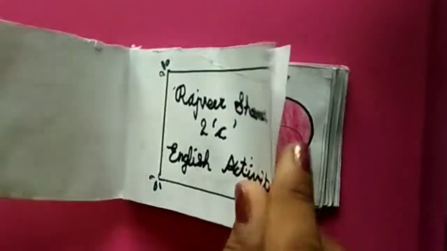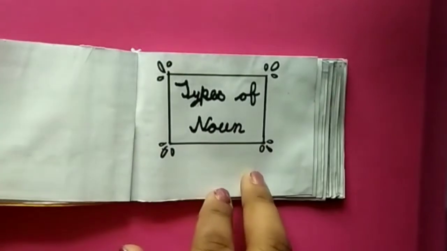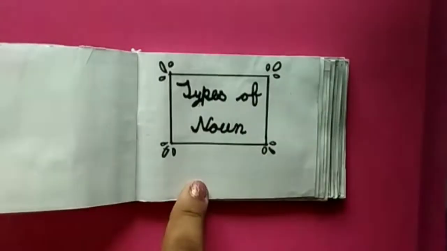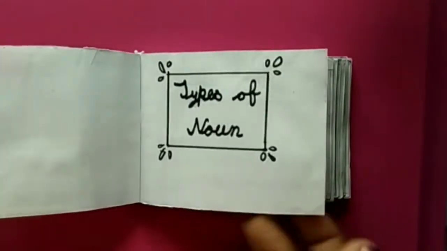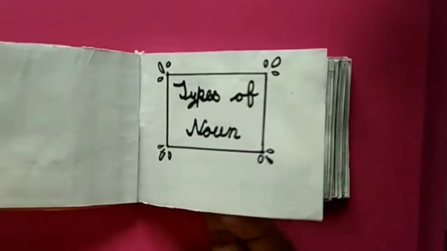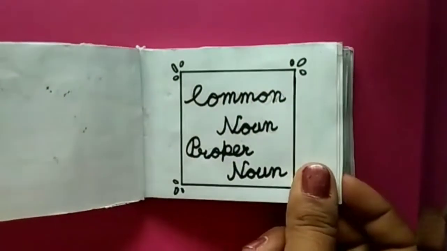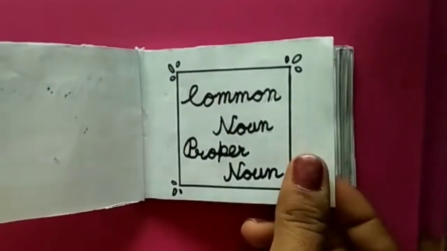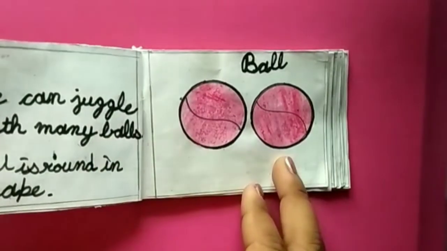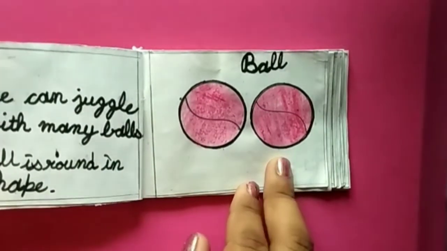On the first page I have written the student details. On the second page I have written the types of noun. This is the topic. And on the third page I have written the detailed information about the topic, that is common noun and proper noun. So from here the example starts.